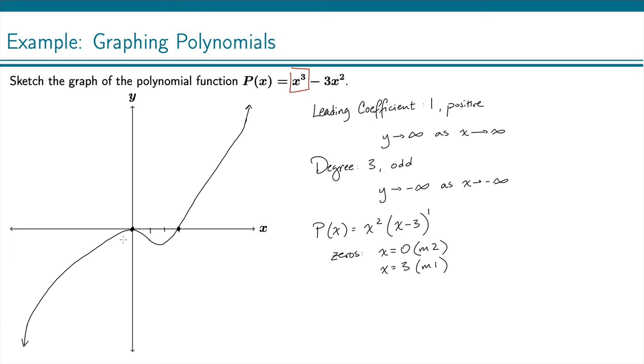Okay. Now obviously this is not super pretty. It's probably something more like, nice and skinny and then something like that. But this is the general idea of what we're looking for. So we connect our end behavior to our zeros. And that's a sketch of our graph.